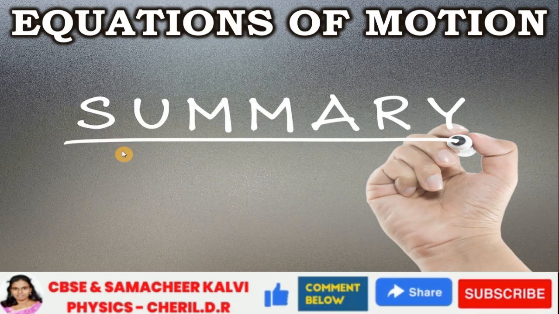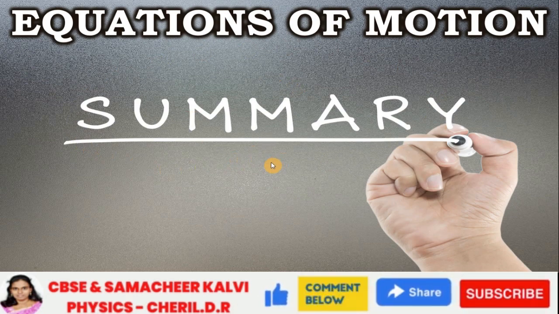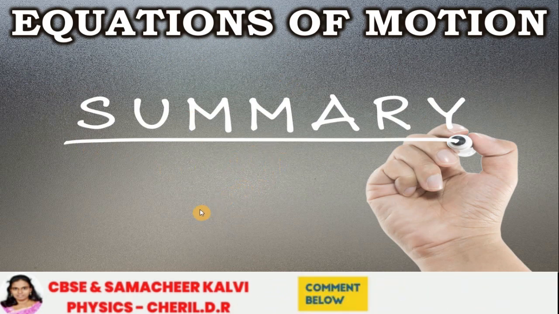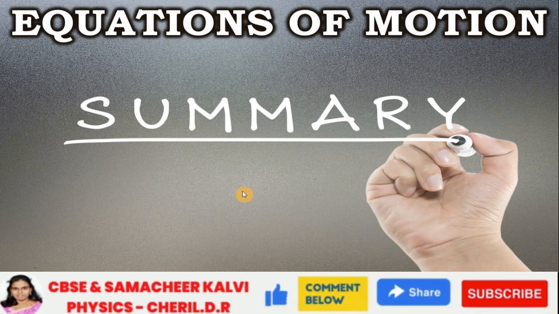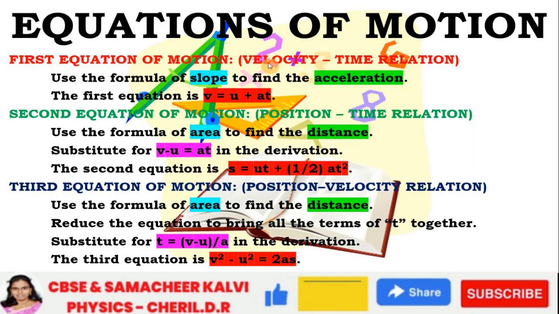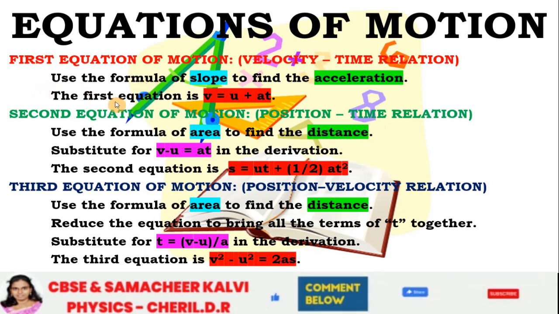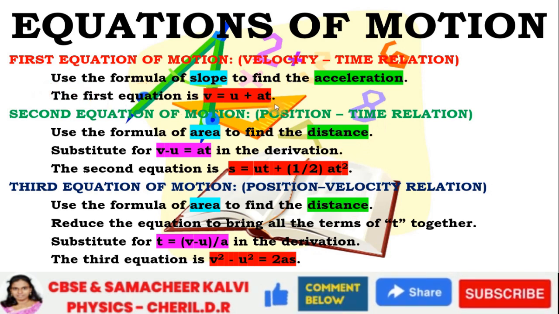Is it clear, children? Now we'll get into a very quick summary. This summary will give you a very easy comparison, in such a way that you will never forget how to derive the three equations of motion. In the first equation of motion, you are using the formula for slope to find the acceleration. For the second and the third, you are using the area to find the distance. So the first one you will directly get: v is equal to u plus at.